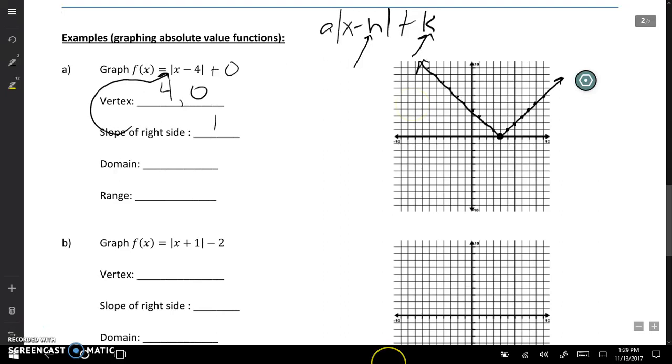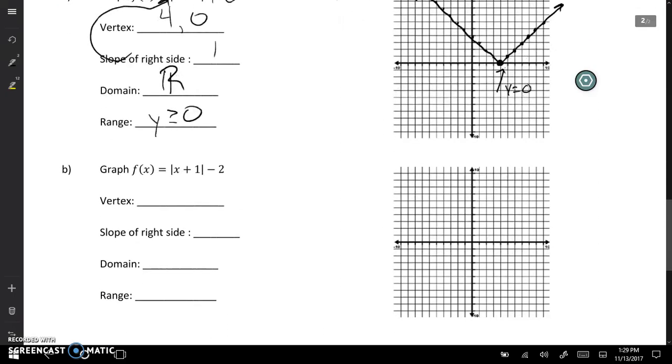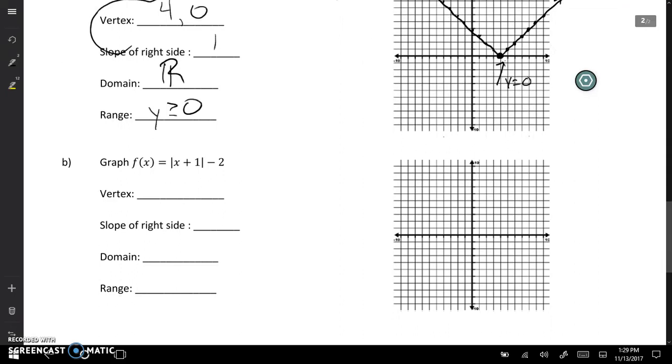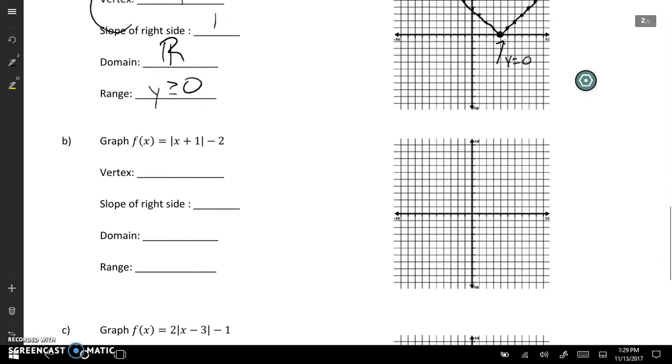Domain, all real numbers, always. Your range, you've got to figure out your y values. The smallest y value right there is y equals 0. So your range is y is greater than or equal to 0. What I want you to do is try B on your own. Hit pause, try it, and when you're done, hit play.